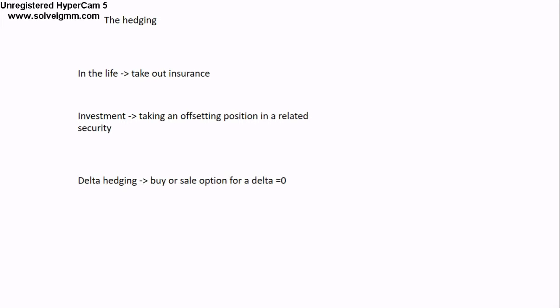We know delta, we know hedging. Now let's talk about delta hedging. Delta hedging is one of the most important hedges in finance. We have to buy or sell some options to get delta equal to 0. We want to have delta equal to 0 in this portfolio. And how do we do that? We have a ratio, 1 over delta. And how we found this ratio, we will see after, no problem.